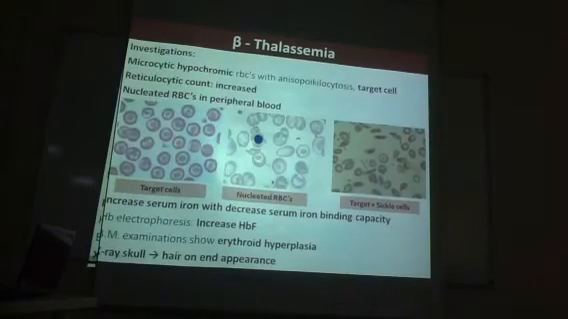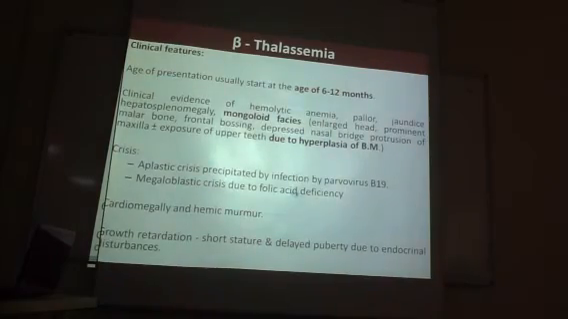Sorry, can you please repeat the part when you said gamma chains increase, right?